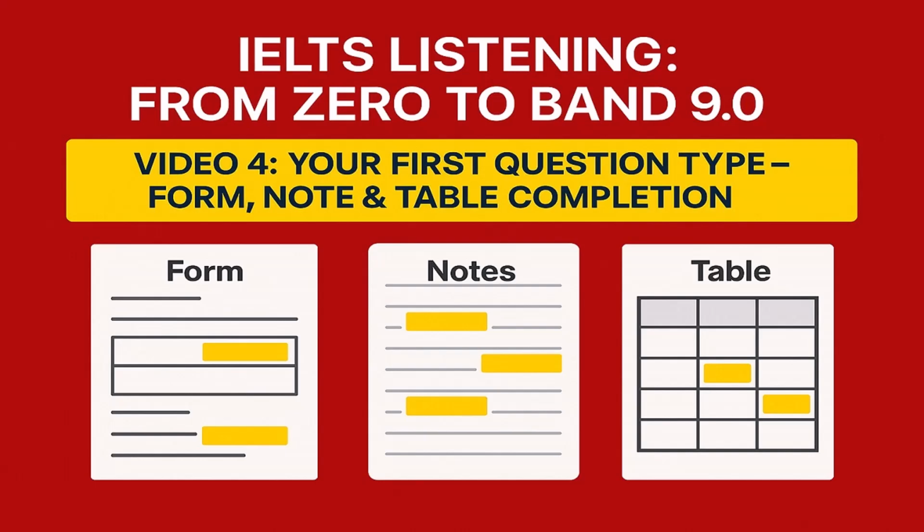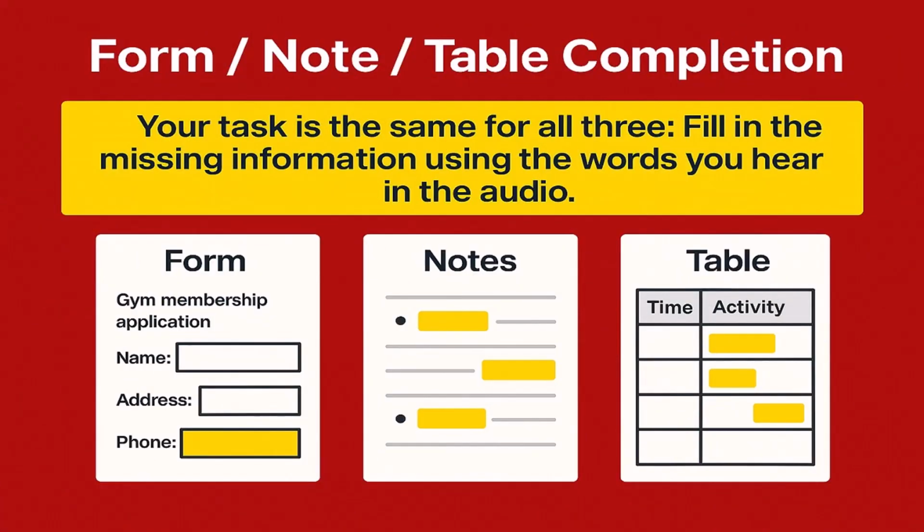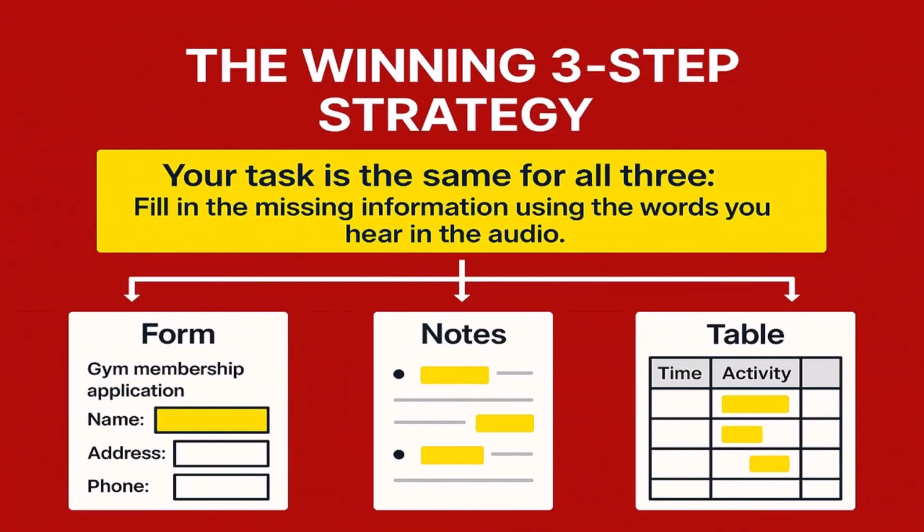Let's begin. You will often see one of these three formats in Section 1. It might be a registration form, a set of notes from a telephone call, or a table outlining a schedule. They look a little different, but your job is exactly the same for all of them: to listen to the conversation and fill in the missing information in the gaps. The great news is that the strategy for solving all three of these is identical, and we're going to learn it now. Our winning strategy is built on three simple steps: predict, follow, and listen. Let's break down each one.